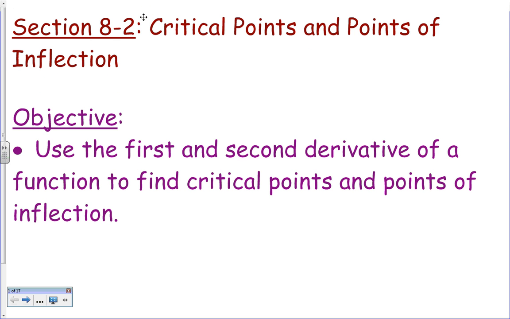Section 8-2 is on critical points and points of inflection. The objective of this section is to use the first and second derivative of a function to find the critical points and points of inflection. So we've used those two terms before, critical points and points of inflection, but we're going to see how we can use the first and second derivative to help us determine those.